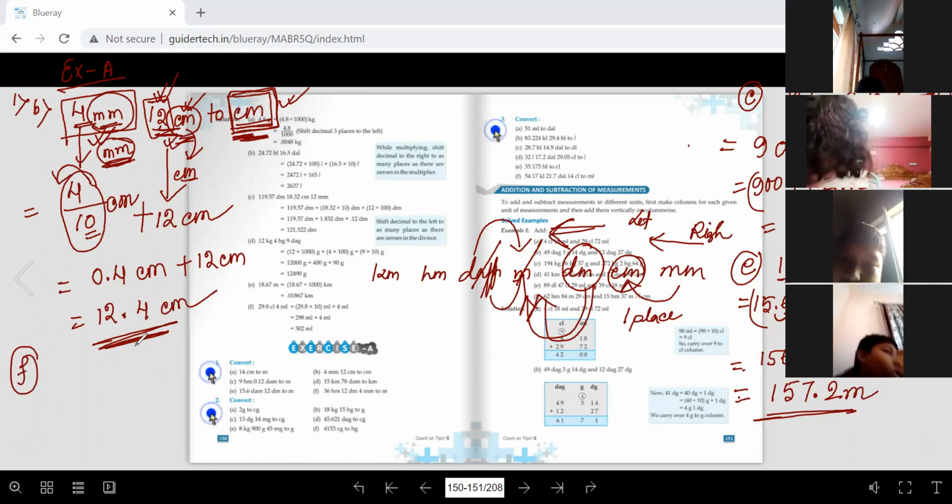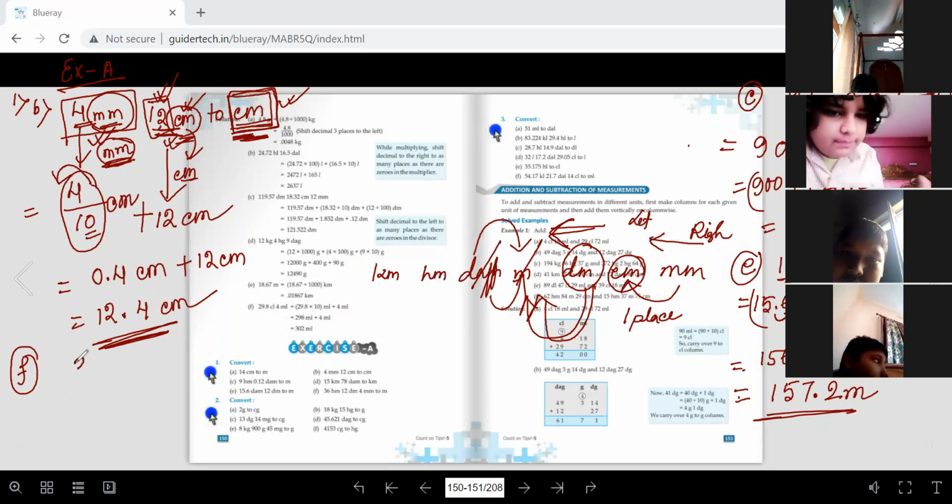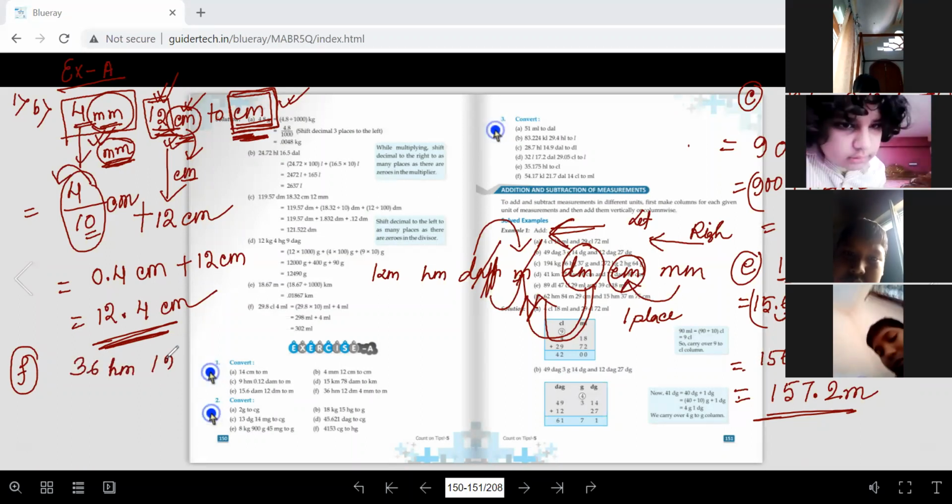Now tell me the F. Samia, tell me the next one. 36 hectometer, 12 decimeter, and 4 millimeter. There are three quantities, and none of these is given in meter. So we have to convert all of them into meter.